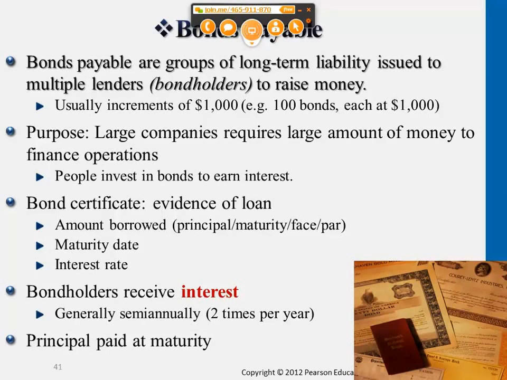You may see these terms interchangeably in the book: maturity value of the bond, par value of the bond, face value of the bond. That's everything you see on the face of the bond. Does face value include the interest? It doesn't include the interest. Maturity value for bonds specifically does not incorporate interest.